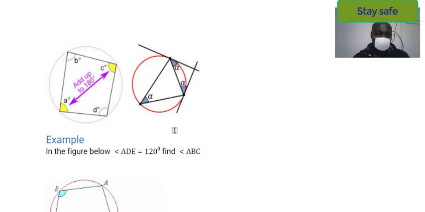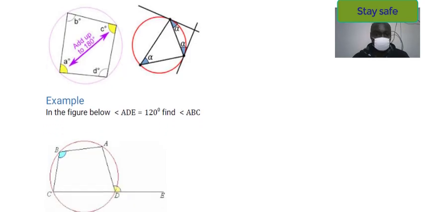Then when you extend a side, you can see there is an exterior angle. If you draw a line here and extend it, this one is an angle that is outside here. This exterior angle is equal to the opposite interior angle. You can see also this angle A is equal to this one. So that is the second property, the exterior angle property.